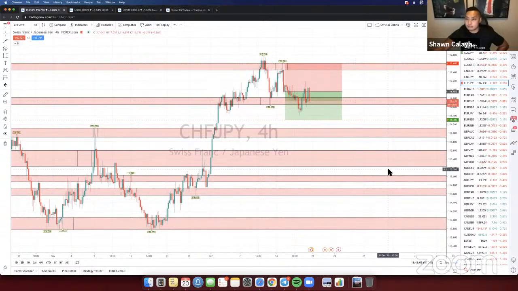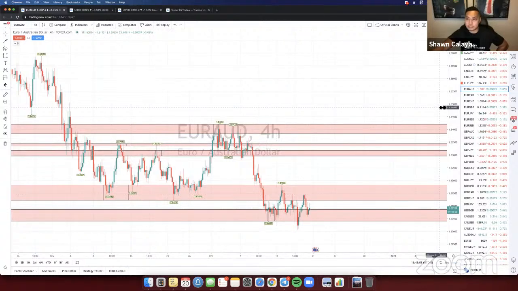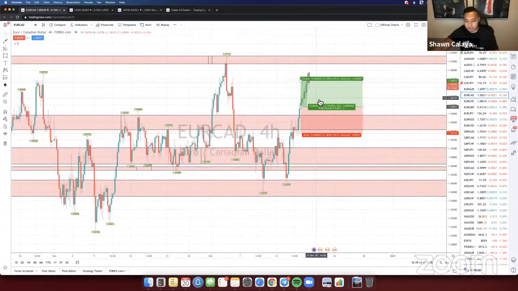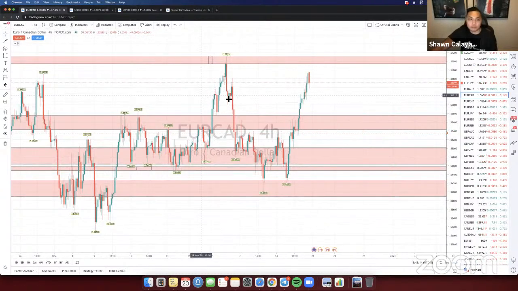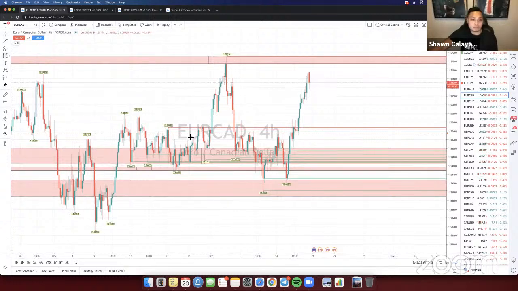So yeah, move on to the next pair over here. Last one I went over was EA. I'm gonna go over to EUCAD, sorry. So looking at EuroCAD over here, I'm gonna see if the zones have updated since last week. It looks like this one has updated a bit. Delete that. I'm gonna update that zone right here.